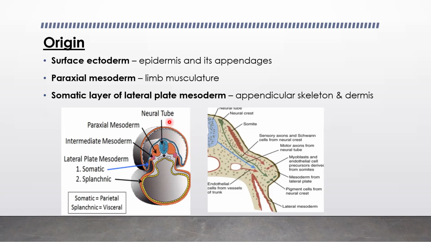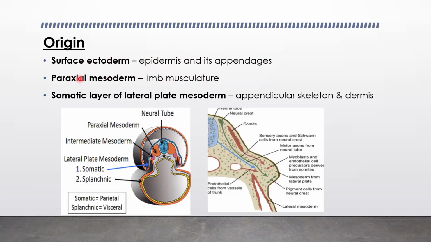So at this point, what we're talking about is that the surface ectoderm will give us the epidermis and its appendages. When talking about appendages, we're talking about all the sweat glands that will be located in the limbs, all the sebaceous glands that will be found on the limbs, coming from surface ectoderm of the limbs.